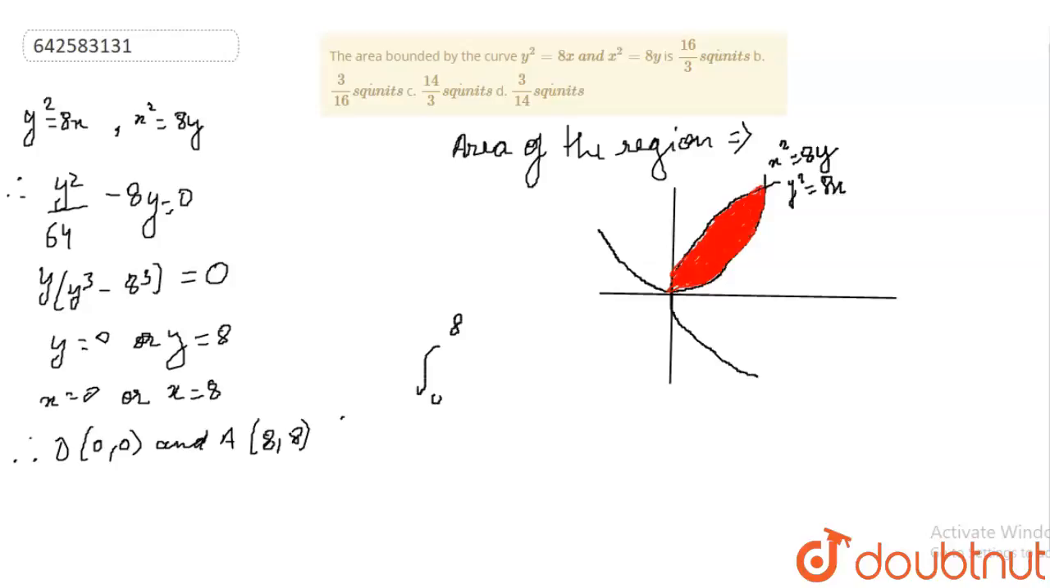integral from 0 to 8 of (y2 minus y1) dx. Now this will be integral from 0 to 8 of (y2 minus y1) dx. Now let us simplify that question solution.